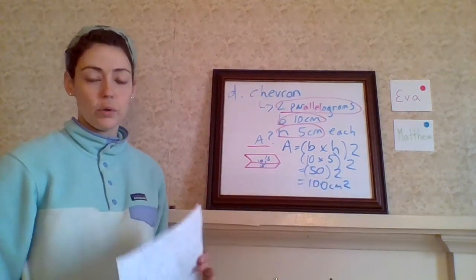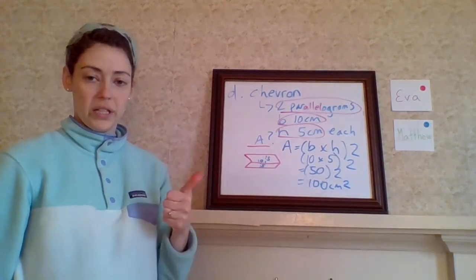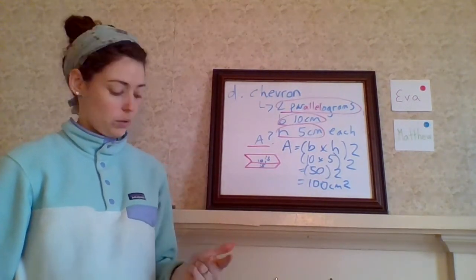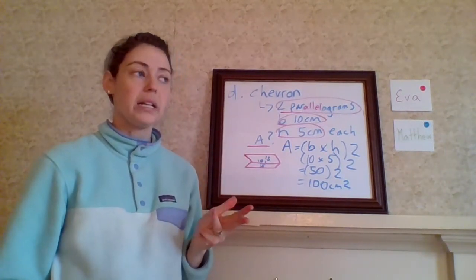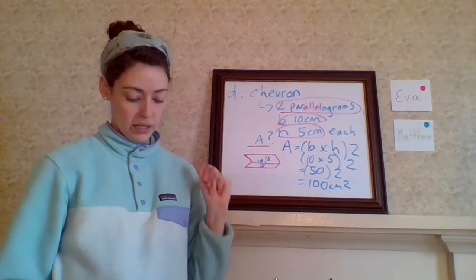Okay, so we've gone over the 4 steps. Circle what you know, underline what you don't know and what you want to find out, draw a sketch, and then figure out what sort of problem it is and what kind of formula you can use to find the answer.